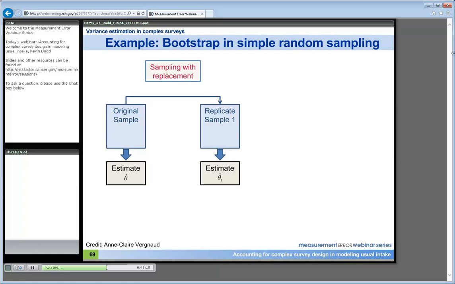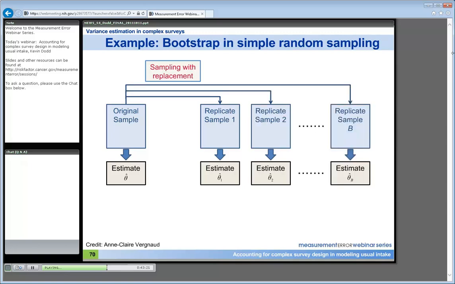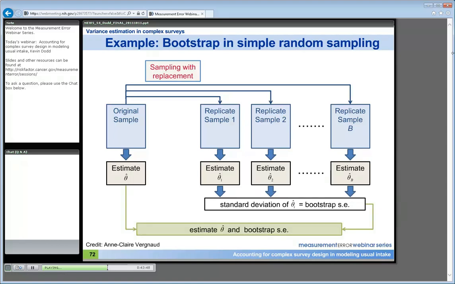Then, once you have your replicate sample, you use the same estimation procedure to compute an estimate based on the replicate sample. We'll call this theta hat 1. And you repeat this process many, many times, and you end up with capital B different replicate samples and capital B different theta hats computed from these replicate samples. This number B is usually a pretty big number, 200, 300, 1,000, or more in some cases. Once you have all these estimates from your replicate samples, the sample standard deviation of those theta hats is the bootstrap estimate of the standard error of the estimate you computed from the original sample. So you pair up the estimate from the original sample with this measure of variability that's computed from the replicates.